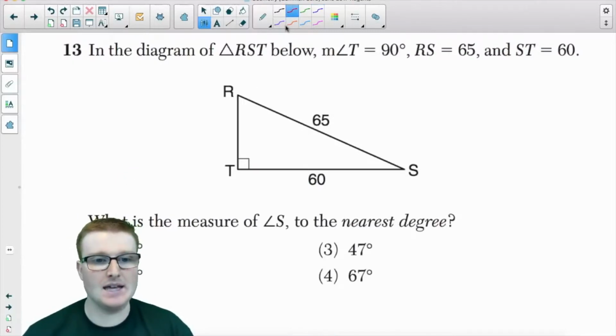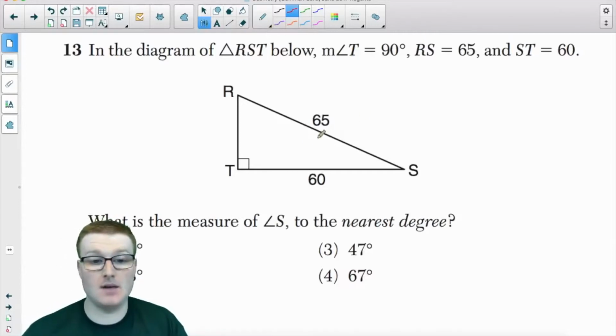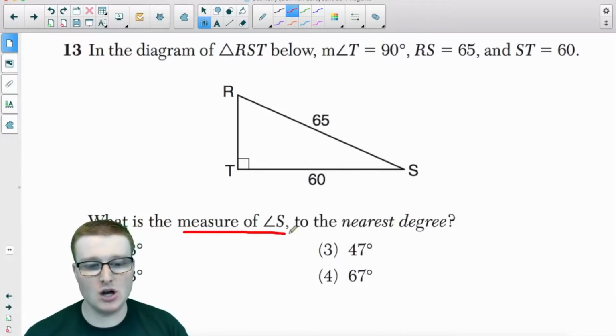Number 13. In the diagram of triangle RST below, the measure of angle T is 90 degrees, and the length of RS is 65, ST is 60. What is the measure of angle S to the nearest degree?